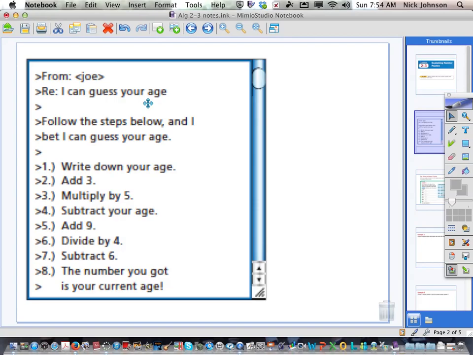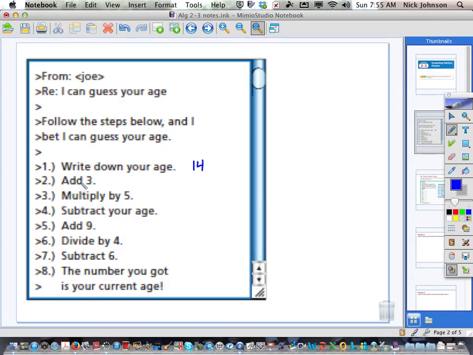How do they get your age? Well, normally you have to start with it. Therefore, all they're doing is some mathematical problem to get you back to your age. So let's go through this one. It says the first step is write down your age. Most of you are 14, 15, so I'm just going to put 14.